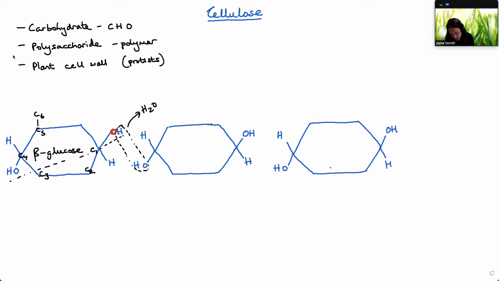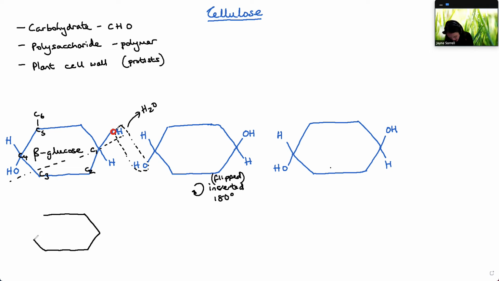So what happens in the formation of cellulose is that alternate, and that means every other, beta glucose is flipped or inverted 180 degrees. I'll draw at the bottom here what the molecule ends up looking like.